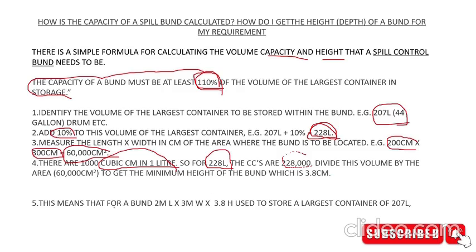This means that for a bund of 2 meter length, 3 meter width and 3.8 centimeter height, the bund wall is required to store the large container of 207 liters.